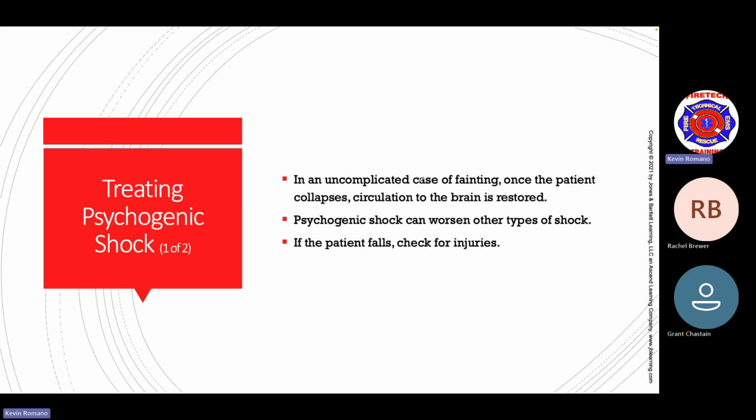Psychogenic shock, if it's an uncomplicated case of fainting, once the patient collapses and becomes supine, circulation to the brain is restored, and they're normal and functioning fine. But it can worsen other types of shock. So if a patient fell as a result of psychogenic shock, check for injury, especially in the older patient, because they could have something else going on, like a broken femur. Now they're bleeding into their femur, and they become hypovolemic. So keep that in mind when you're doing your assessment. If they fell, do a quick rapid assessment, find out what's going on, and then go from there.